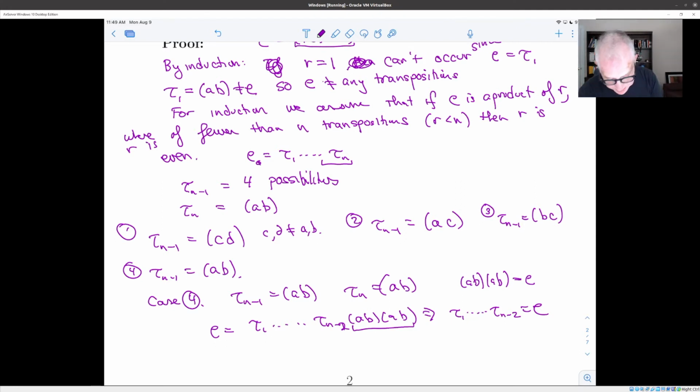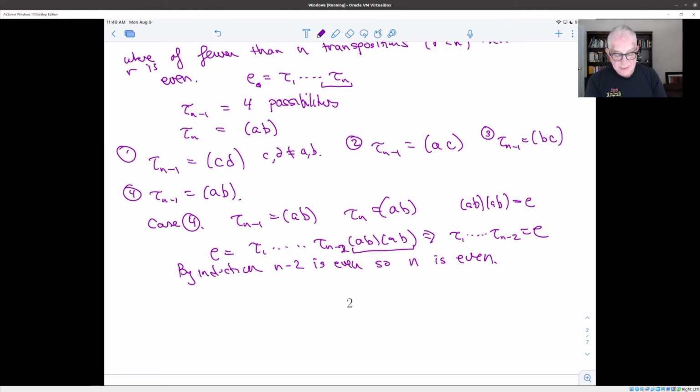By induction, now we've written E as a product of fewer transpositions. So by induction, n minus 2 is even. And so n is even, because if n minus 2 is even and you add 2 to an even number, it's still even. So that's the first case.